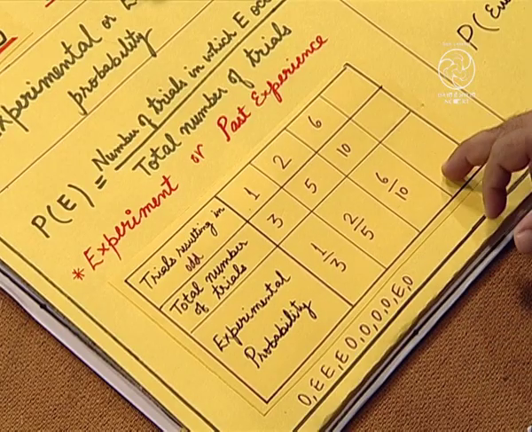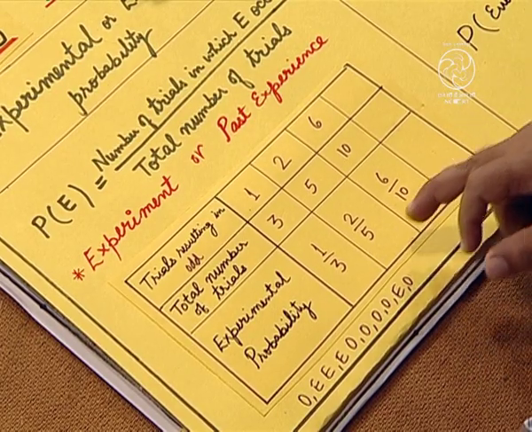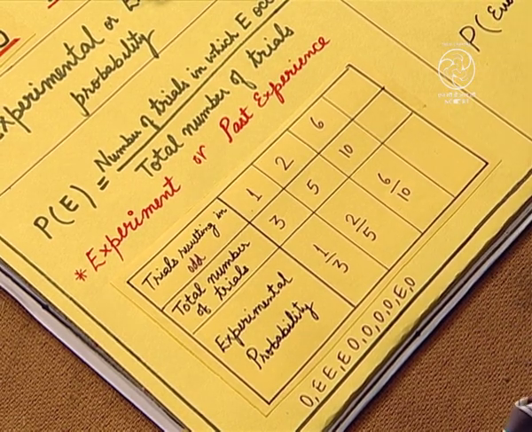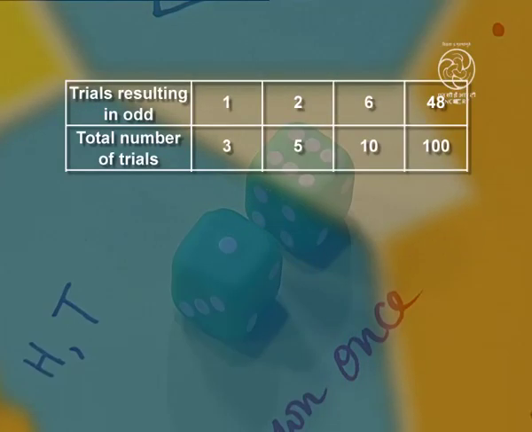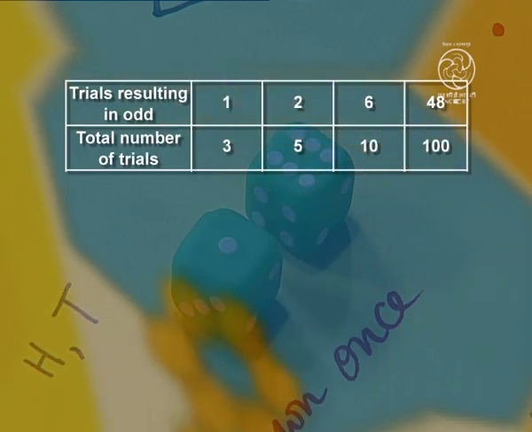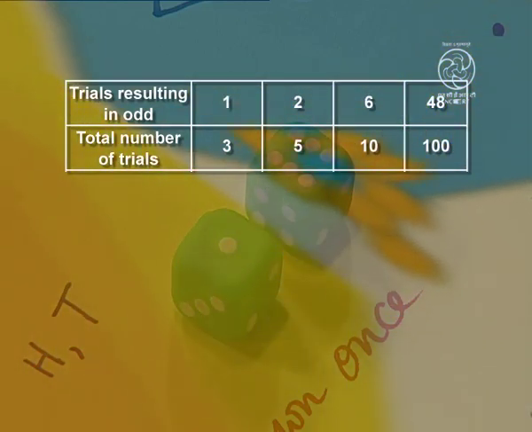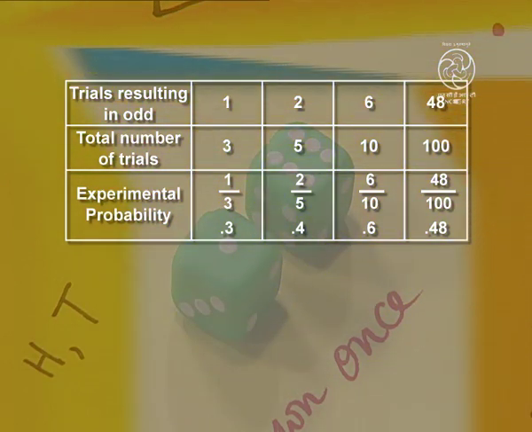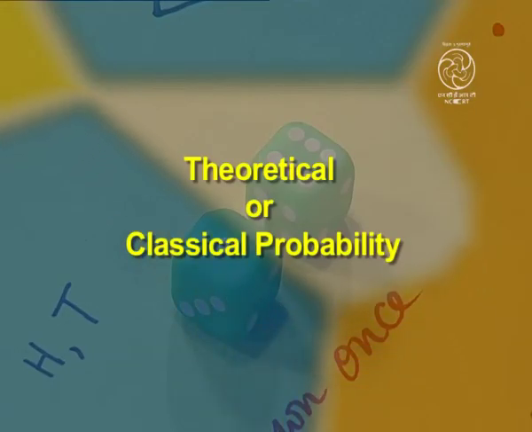So what we observe is that as the number of trials keeps on increasing, the experimental probability of an event comes closer and closer to theoretical or classical probability. Like, suppose we continue tossing it 100 times and let us say we get an odd number 48 times. So the experimental probability of an odd number will be 48 by 100, which is 0.48. Now let us learn about theoretical or classical probability.